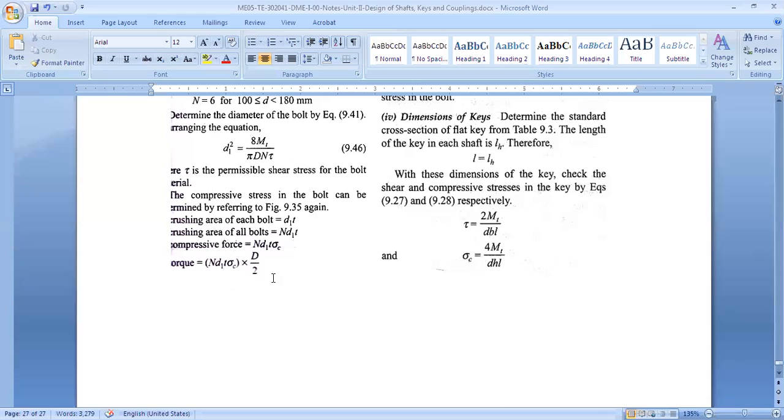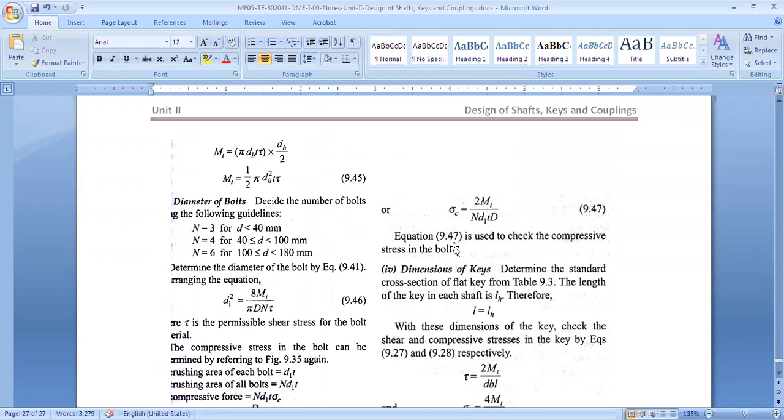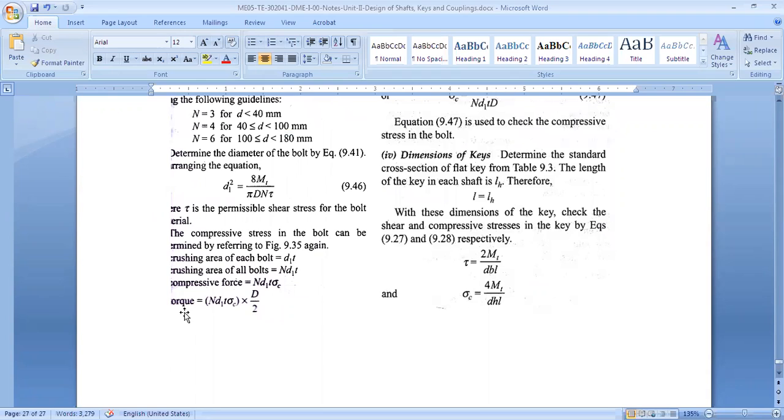Multiplied by n, the number of bolts, it will give you the total area which is opposing the crushing. Multiplied by the allowable crushing stress sigma c, it will give you the load, right? So we find the crushing area of one bolt, then of all bolts by multiplying by n, then multiply by sigma c to give the crushing force, and multiply that with d by 2, where the bolts are located on the p circle diameter capital D, to give the torque. Compare that torque with our torque. So mt is equal to n d1 t sigma c into d by 2.